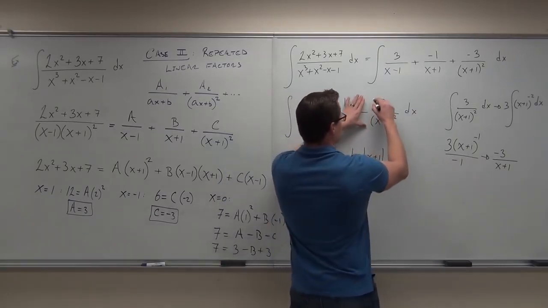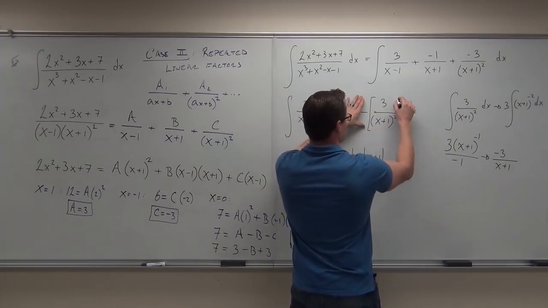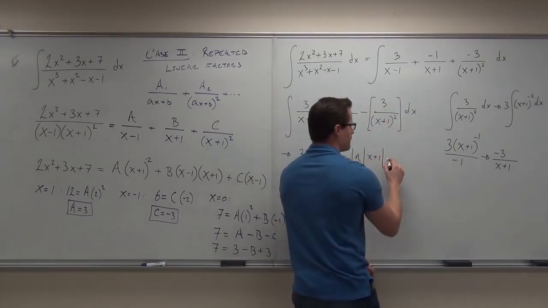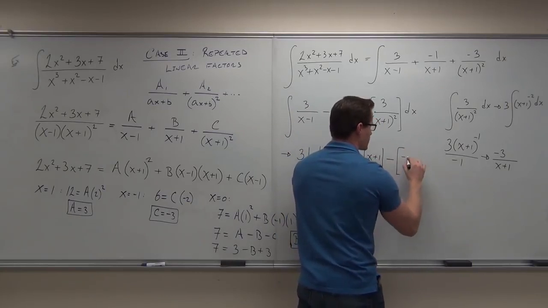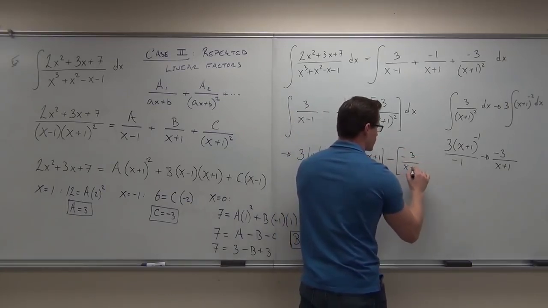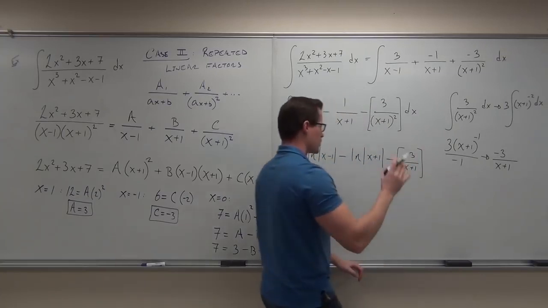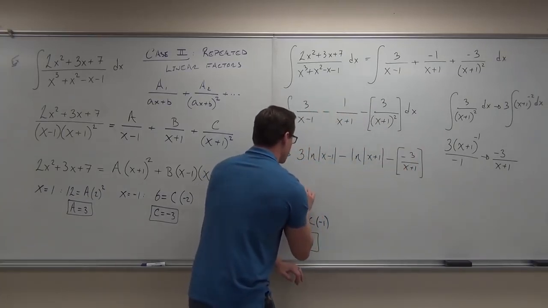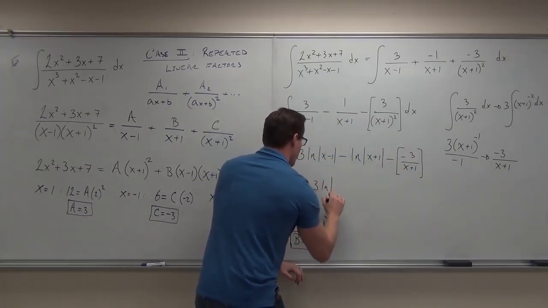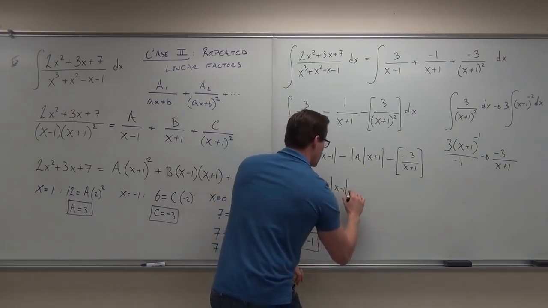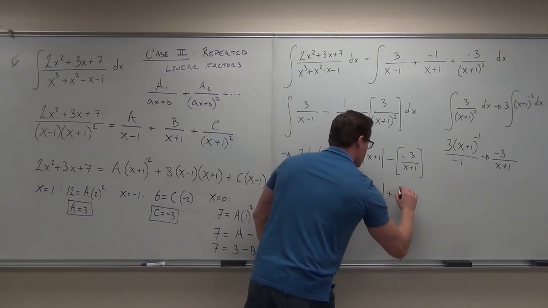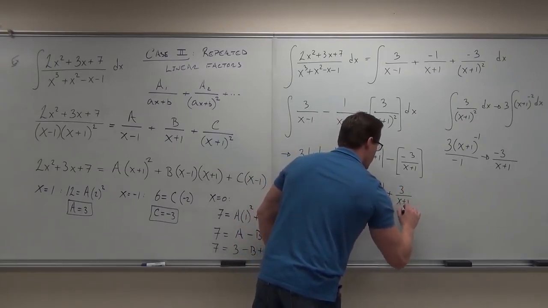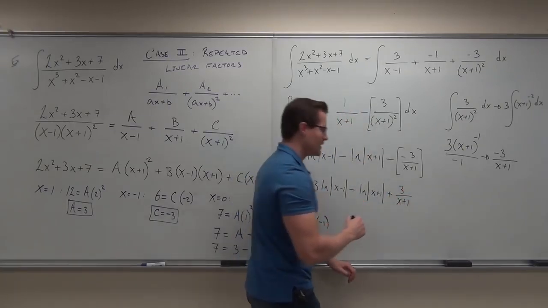So notice how we took this piece away. So I have minus that piece, -3 over x plus 1. Clean it up just a little bit. We'll have 3 ln absolute value x minus 1 minus ln absolute value x plus 1 plus 3 over x plus 1. And finally, let me know I'm done.